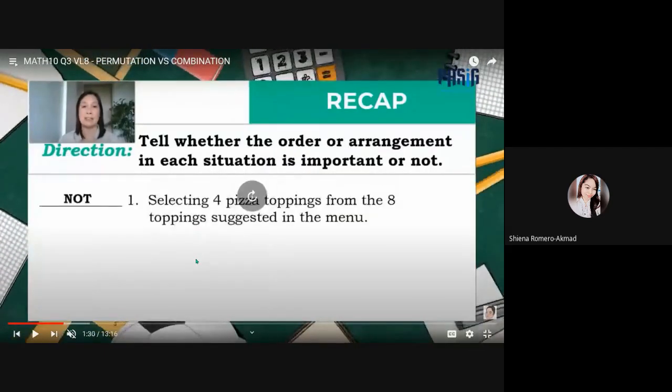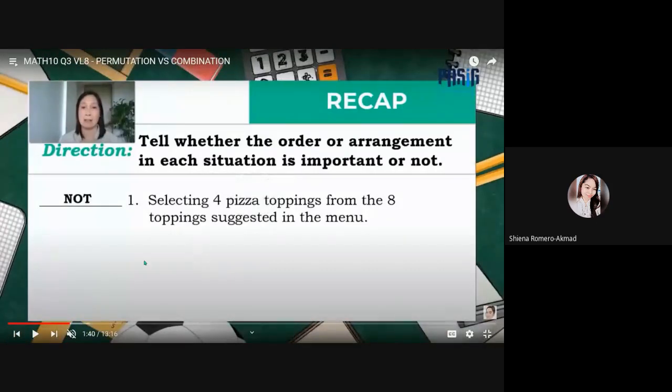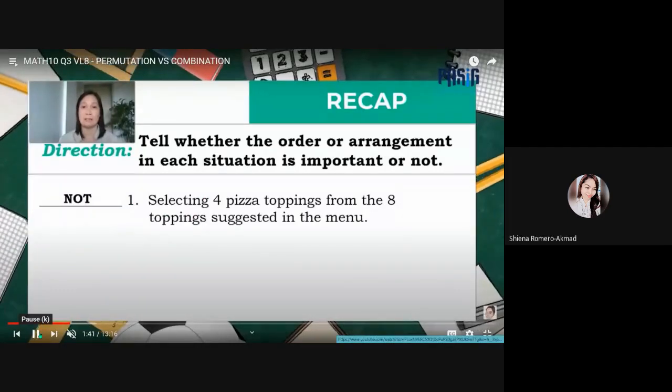So let us proceed to the lesson. Pasadahan muna natin. Selecting 4 toppings from 8 toppings suggested in the menu. So tinatanong lang tayo dito, does order or arrangement matter or not? So number 1, it is not important, yung order.